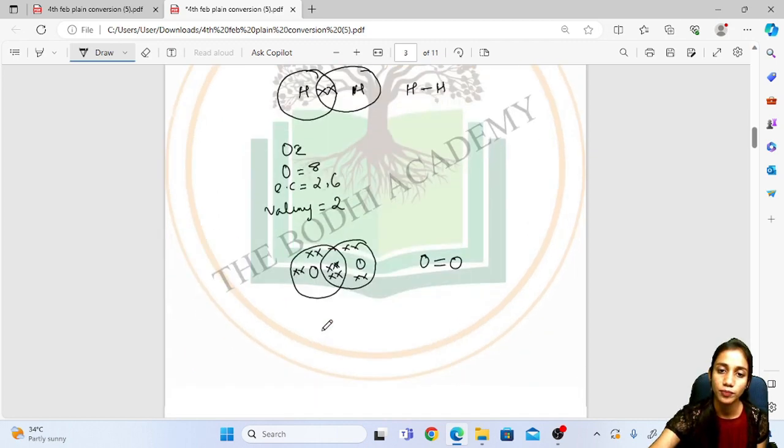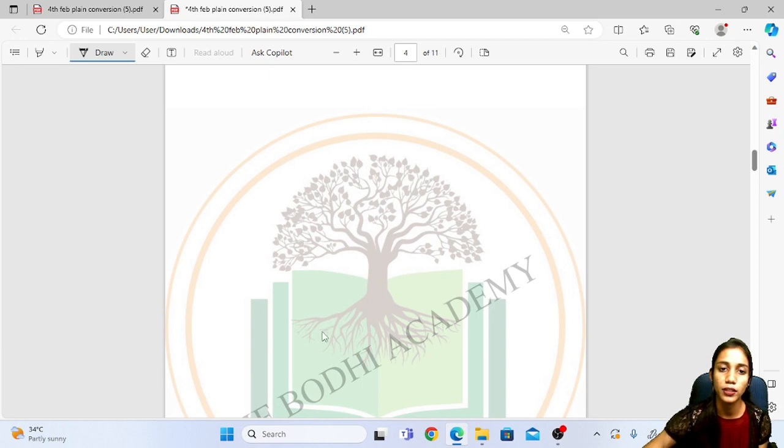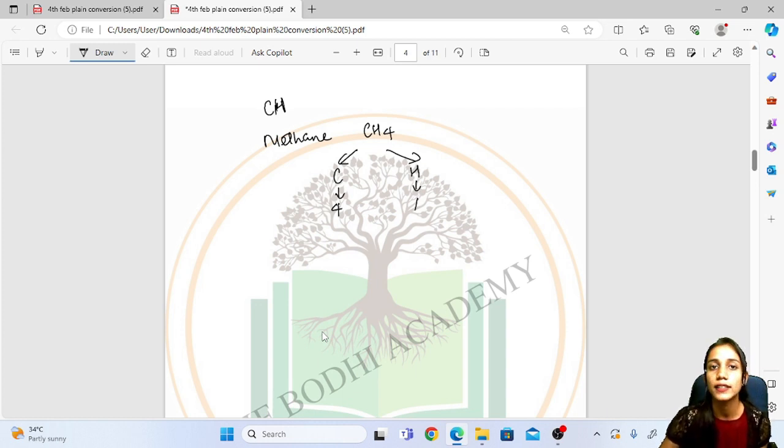Okay, same way we will do a hydrocarbon now. Hydrocarbon means the compounds which contain carbon and hydrogen, C and H. The very known example is methane. The formula of methane is CH4. Now we know that the valency of carbon is 4 and the valency of hydrogen is 1, and the last shell of carbon contains 4 electrons. So we will now represent the last shell in this diagram.